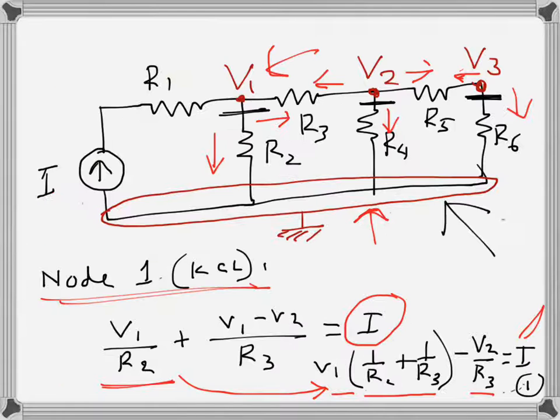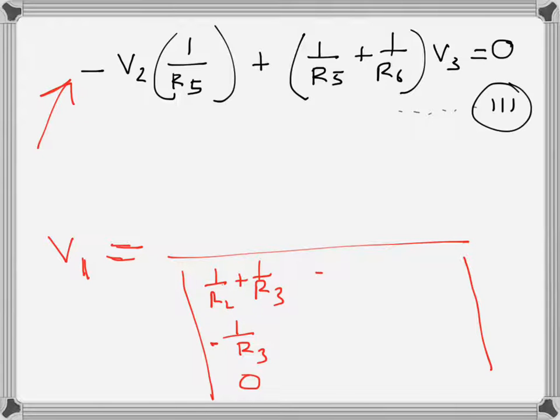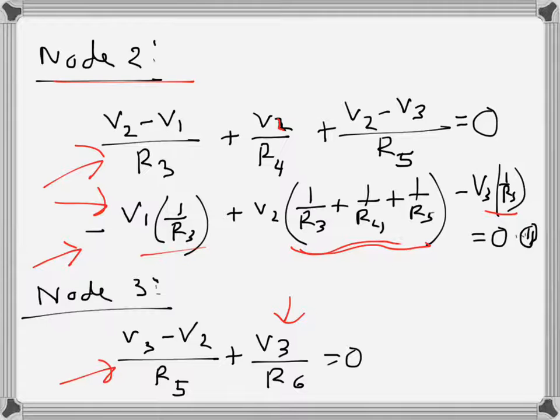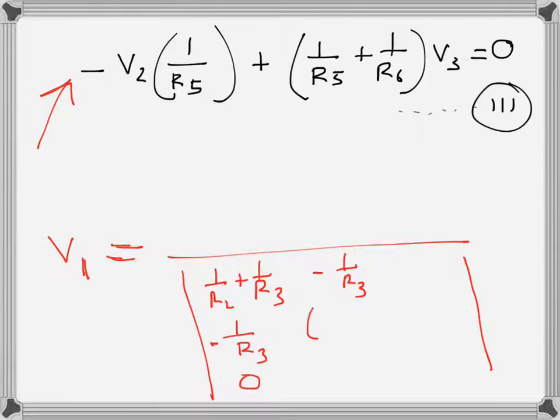Similarly, in the second column I will write the coefficients of V2. For the first equation, the coefficient of V2 is minus 1 over R3, and for the second one, the coefficient of V2 is the sum of these three: 1 over R3 plus 1 over R4 plus 1 over R5. And for the third one, the coefficient of V2 is negative 1 over R5.